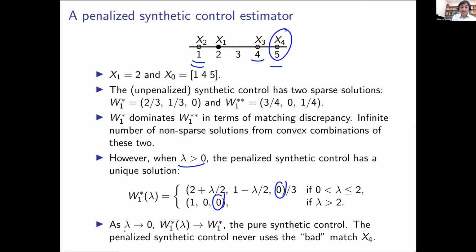As lambda goes to 0, it converges to W1 star. As lambda goes to infinity, it converges to giving all the weight to x2. That is the nearest neighbor estimator. That's the way this works in practice.